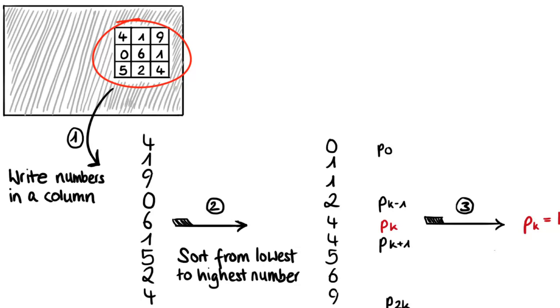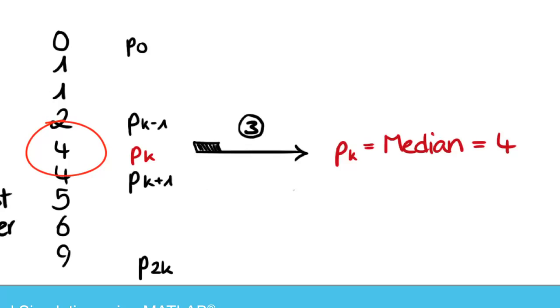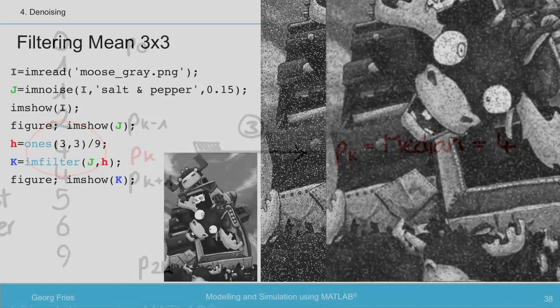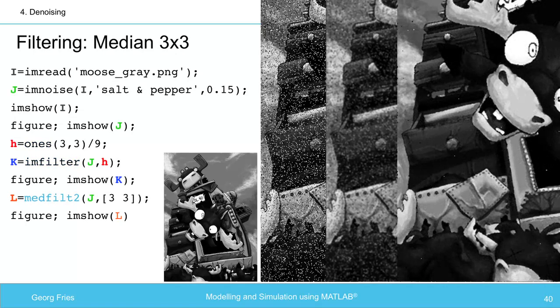Here is an example of calculating the median with a 3x3 neighborhood. The current pixel value is 6. If we sort the 9 pixels from the lowest to the highest number, we get a median value 4. So now we apply median filtering to our noisy mouse using the function medfilt2.